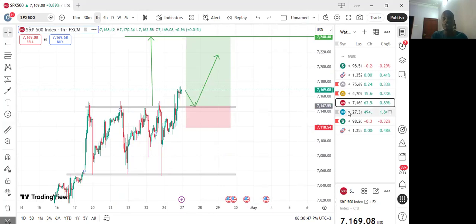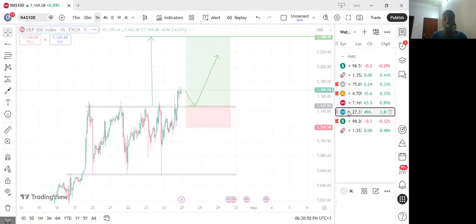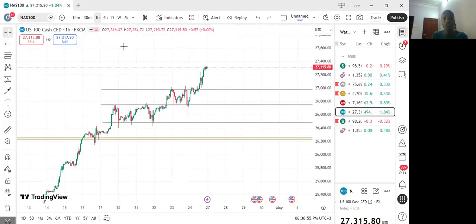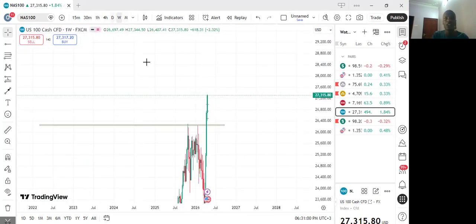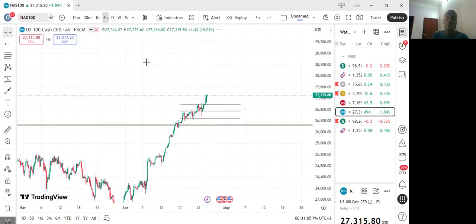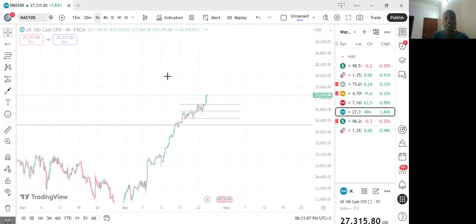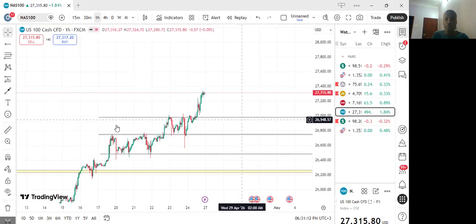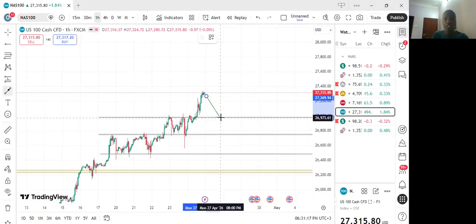S&P also moves together with Nasdaq. That's the advantage of trading pairs that move together. You can also see that on the weekly time frame, Nasdaq is bullish. On the daily time frame, Nasdaq is bullish. On H4, it's bullish. And what does that imply? It implies that for now, I'll also probably wait. I'll patiently wait for a pullback up to this level. Then from here, I will look for buys.